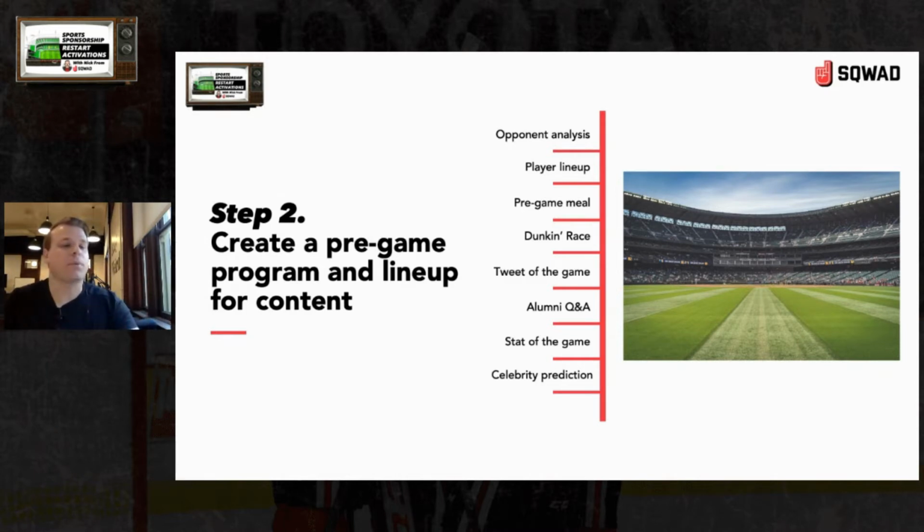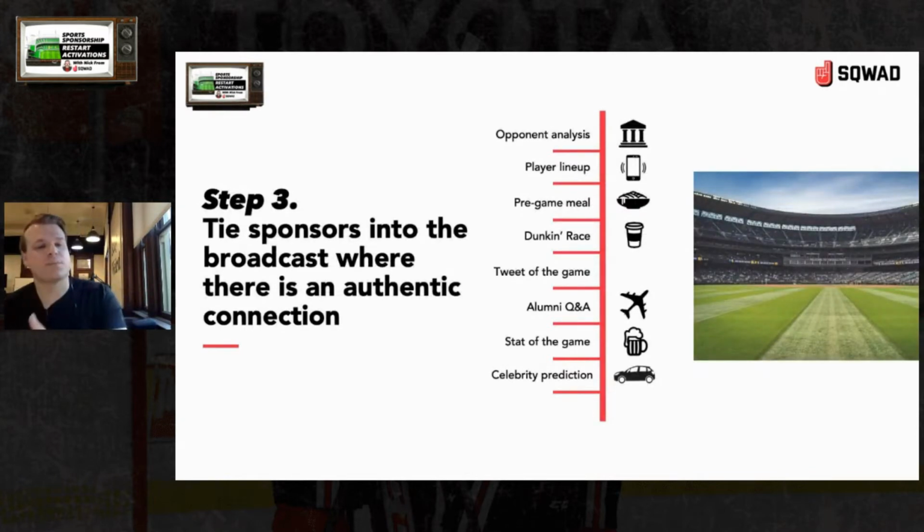With this restart, we've got to pull out all our cards. Again, we're trying to remake the assets that we lost, and especially for our pregame, we're trying to remake those assets as well. So step two is really creating a pregame program and lineup for your content. Then step three is tying the sponsors into that broadcast where there's authentic connection.